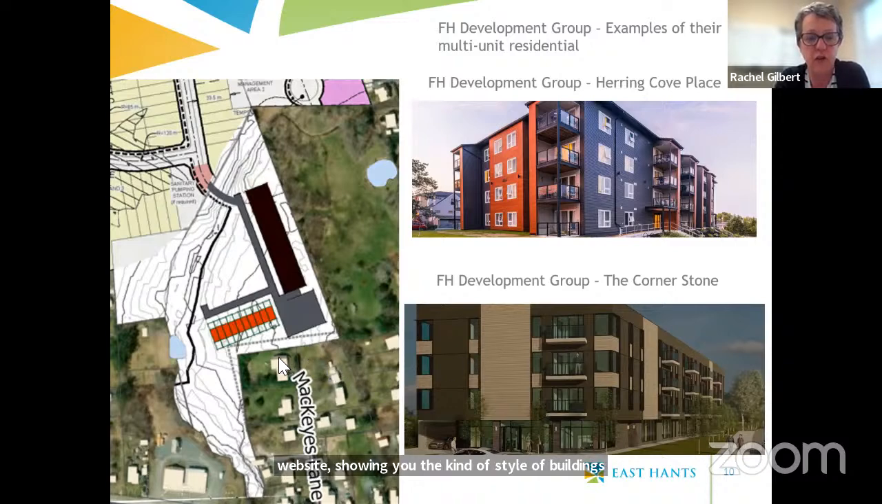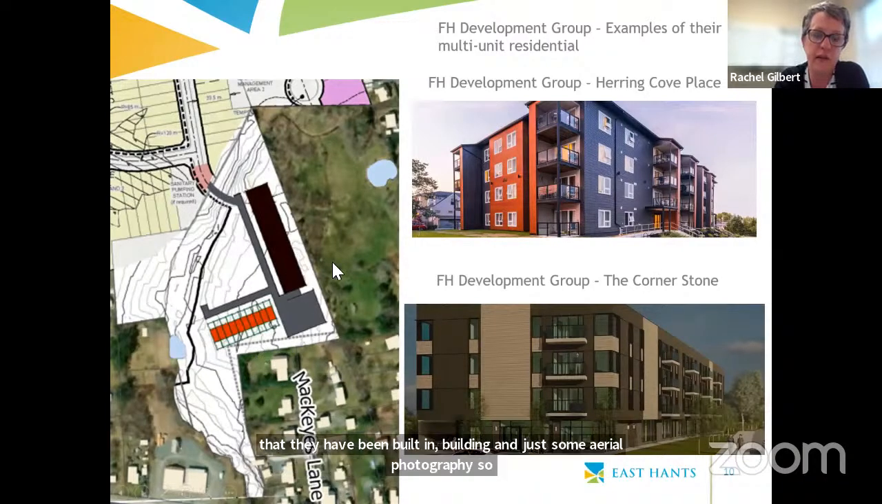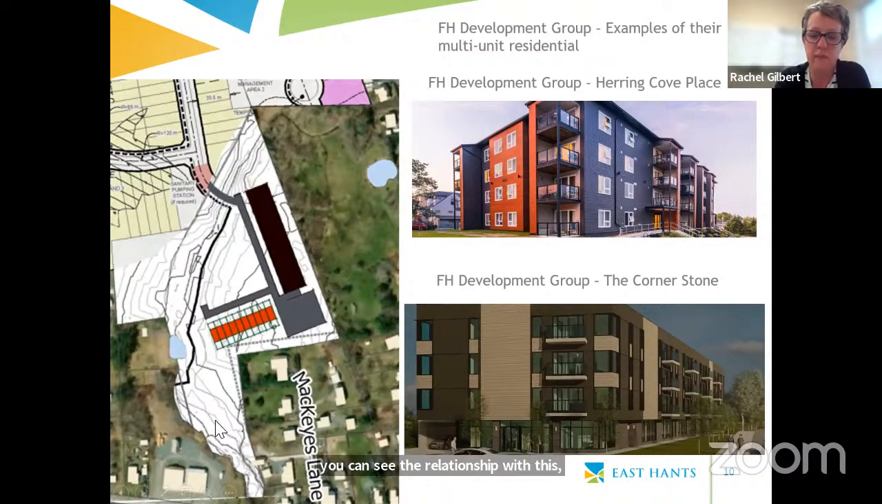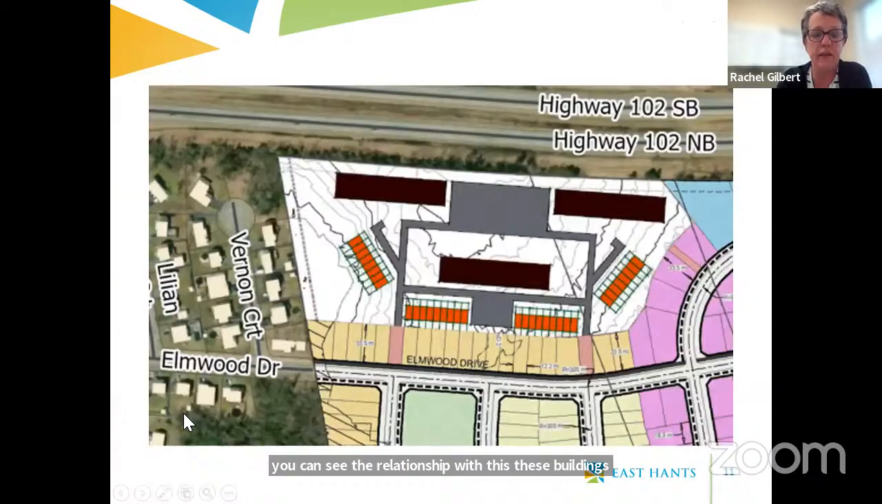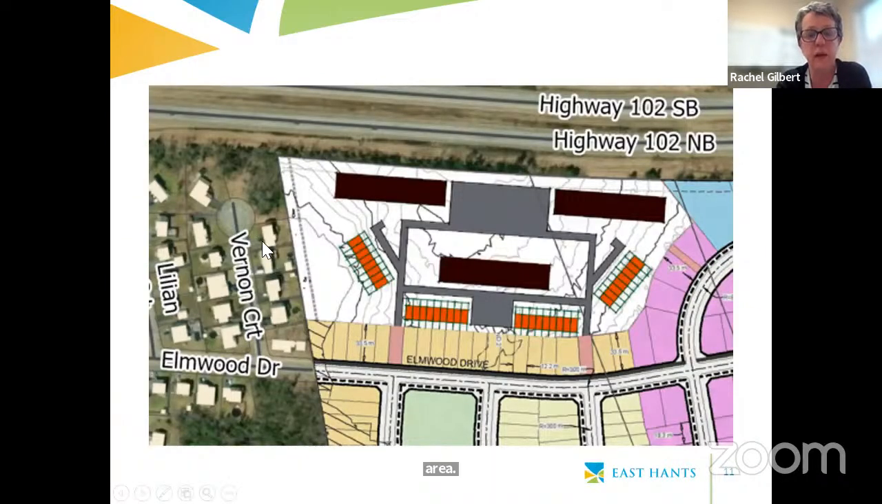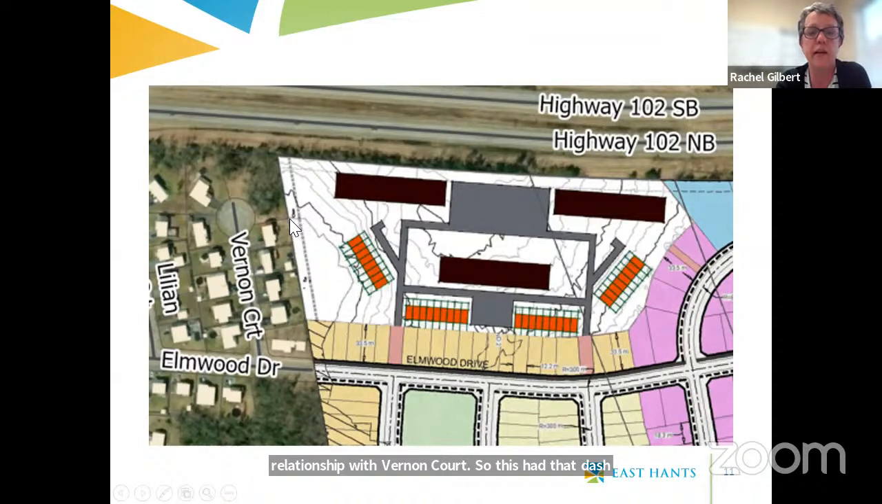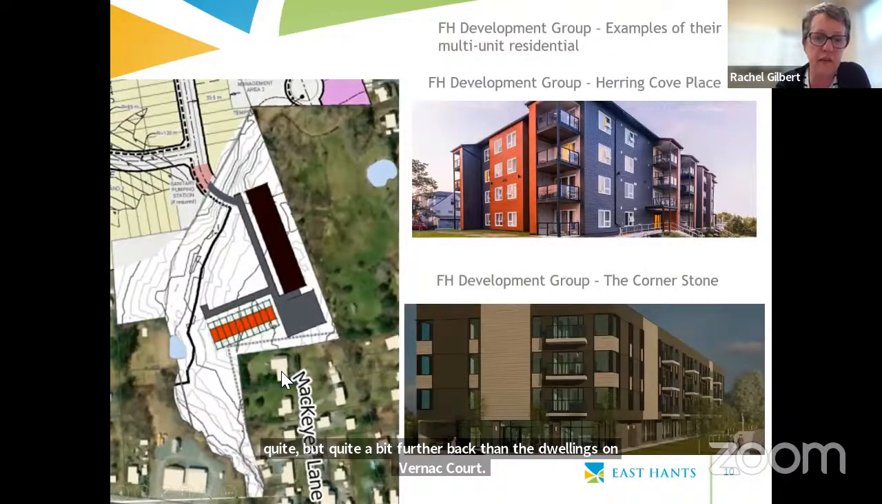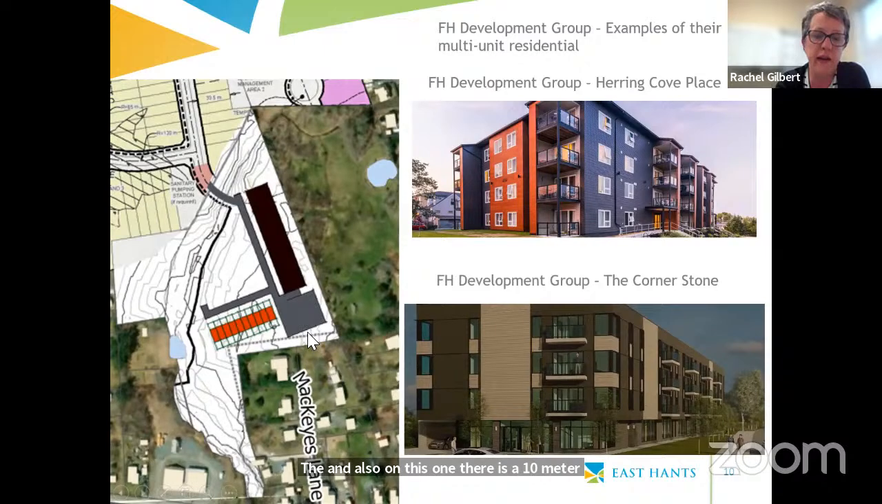And just some aerial photography so you can see the relationship of these buildings down in McKay's Lane to existing buildings in the area. And again, I've done the same here so you can see that relationship with Vernon Court. So this dash line here shows a 10-meter non-disturbance area. So there'll be 10 meters non-disturbance, and then the buildings are still quite a bit further back than the dwellings on Vernon Court. And also on this one, there is a 10-meter non-disturbance here, and this is the proposed parking area. So the buildings will actually be further away than that.